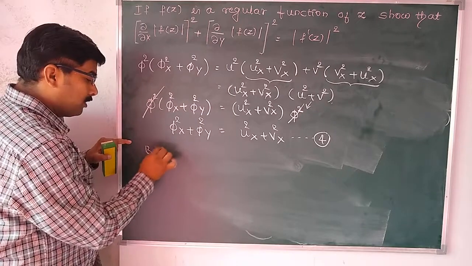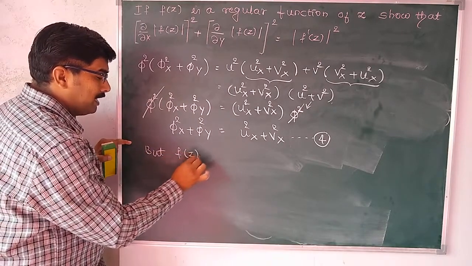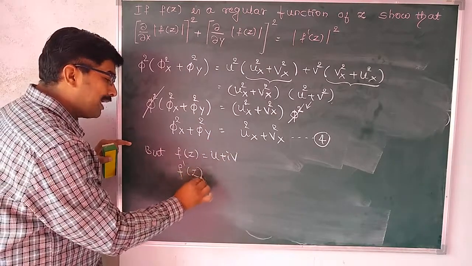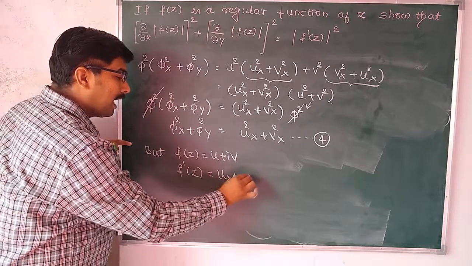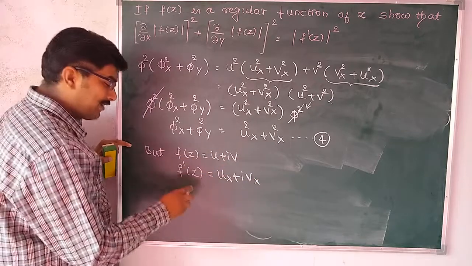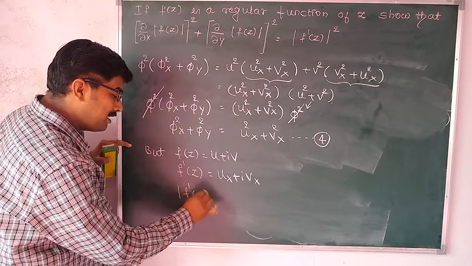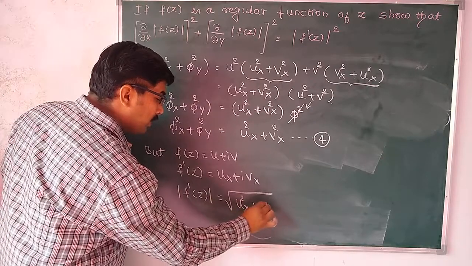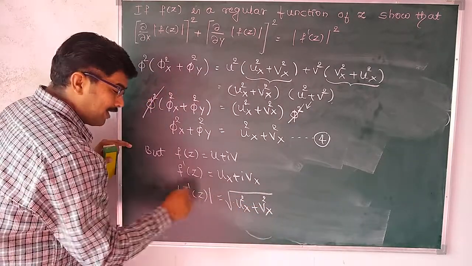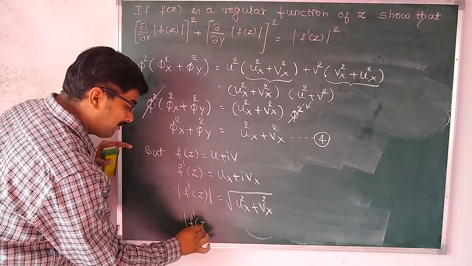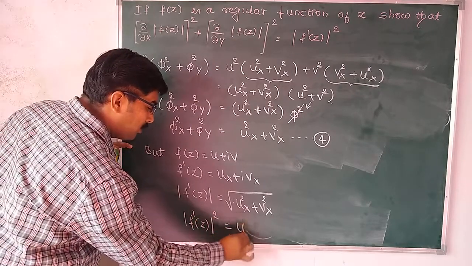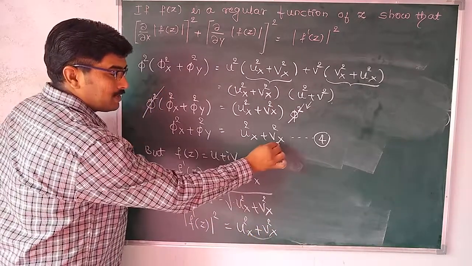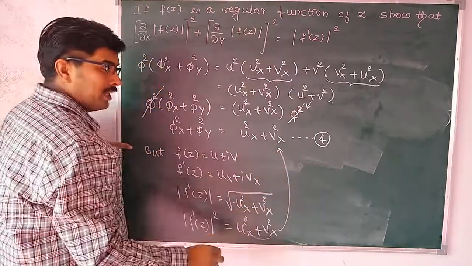But we know that f of z is equal to u plus iv. Then what is f dash z with respect to x? This is ux plus i vx. This is f dash z. Then what is modulus of f dash z? Modulus of f dash z is equal to square root of u square x plus v square x. If you square on both the sides, what you will get? Mod f dash of z whole square is equal to, this is u square x plus v square x, and u square x plus v square x, this value if you substitute here, what you will get?